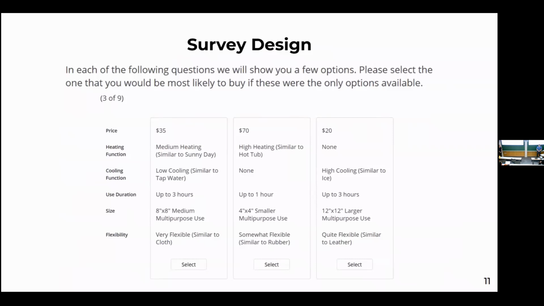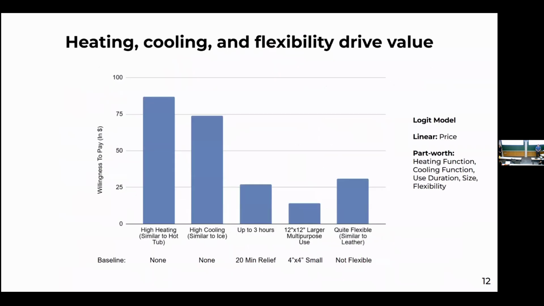With the results of our survey, we were able to approximate willingness to pay for all of our different attributes. We can see that high heating and high cooling ended up with a very high willingness to pay of roughly $75 in comparison to the baseline of no heating or cooling whatsoever. We also saw that a relief duration of 3 hours resulted in a willingness to pay of roughly $25 in comparison to 20 minutes. And we also saw that high flexibility had a very large effect on our product's value as well.